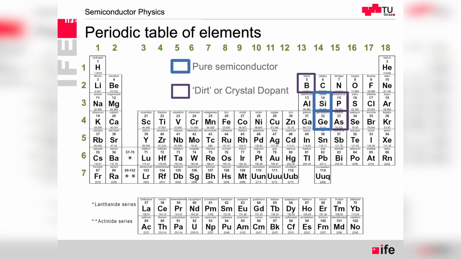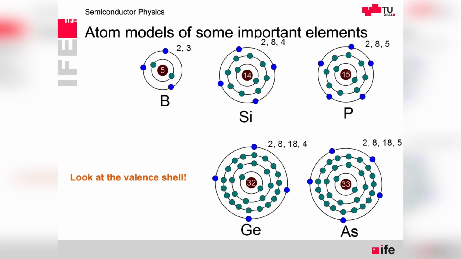When we have a look at the model of those atoms, which is just a very simple representation, we can see that silicon has 4 valence electrons, and germanium as well. This is what makes the difference in the periodic table, the valence shell with the valence electrons, which is 3 for boron, and for phosphorus and arsenic there are 5 of them.